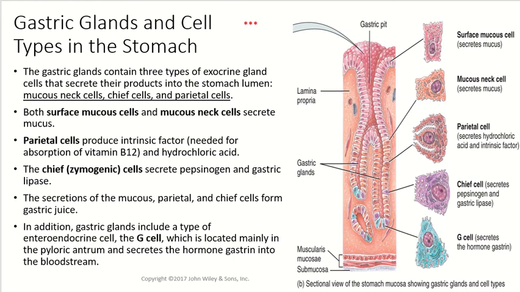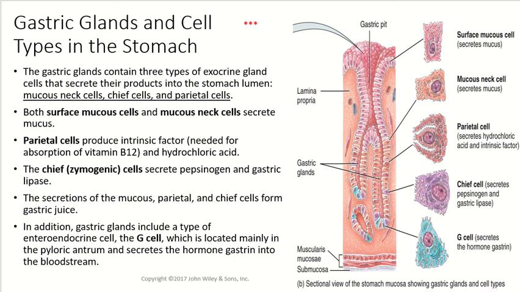The parietal cells are also going to produce something called intrinsic factor, and this is really important for the absorption of vitamin B12. They're also going to produce hydrochloric acid. Those chief cells, also called zymogenic cells, are also going to secrete pepsinogen and gastric lipase. These are going to be both very important for the breakdown of some of these nutrients. And the secretions of the mucus, parietal, and chief cells are all going to cumulatively form the gastric juice.